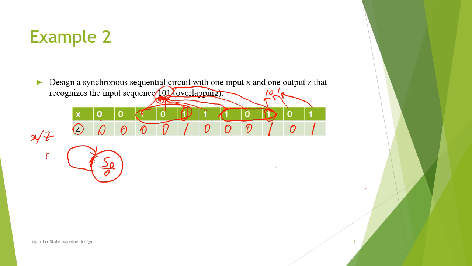So when x equal to 0, z equal to 0, and it stays here. When it detects 1, which means it detects the first bit of the pattern, then we need to save. Right? So we need a different state, which is S1 or state 1. This happens when x equal to 1, z equal to 0.